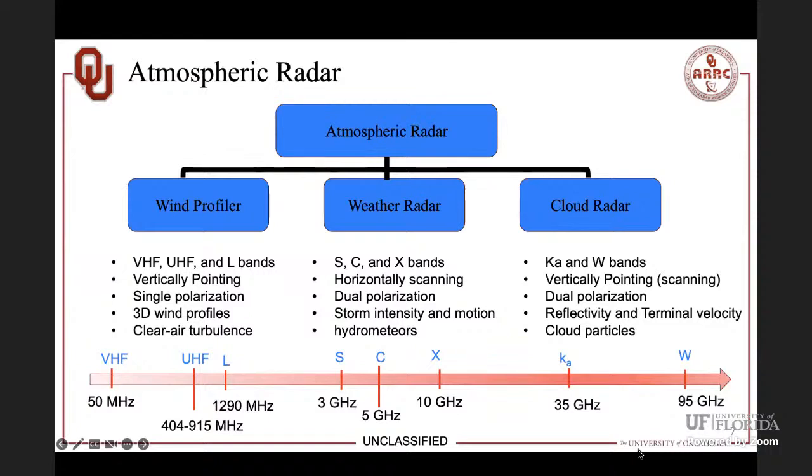Okay, the Earth. And they fall into three different types, with different operational modes. The first is called wind profiler, then weather radar, and cloud radar. Here I list their major differences. The first one is the frequency they operate at. The wind profiler typically has a much lower frequency, and weather radar in these three categories is in the middle, probably 3 gigahertz, 5 gigahertz, 10 gigahertz and so on. And the cloud radar is much higher.